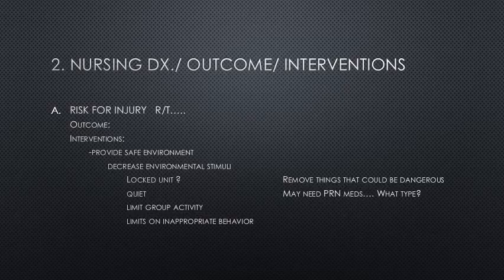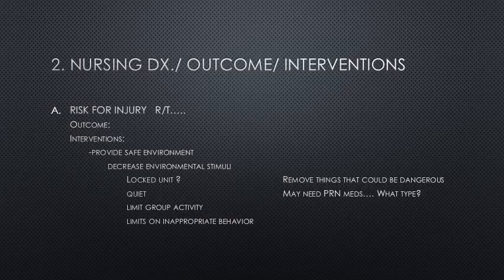So that gets us into the nursing diagnosis, and when we talk about nursing diagnoses, we're going to go right into outcome and into interventions. So risk for injury is the first one, and always the top priority. Risk for injury, what would that be related to? It could be related to a lot of different things.